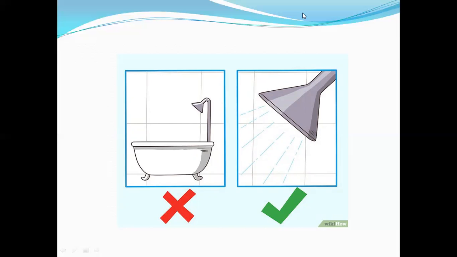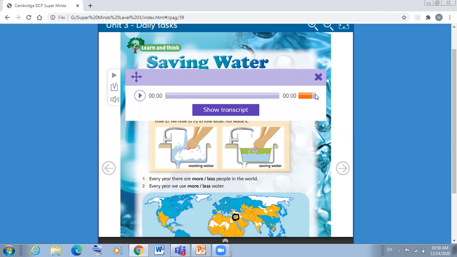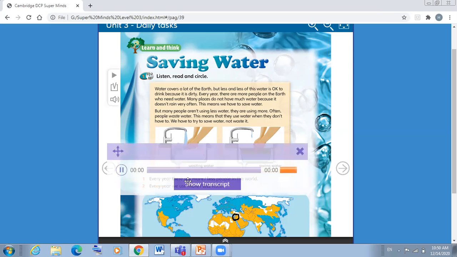So open your student's book, page 42. Okay, so what is the title? What is the title of the paragraph here? Saving water. Excellent. So we are going to talk about saving water. Here we have two short paragraphs. We are going to listen to them. Then we are going to read them and understand them. Listen.